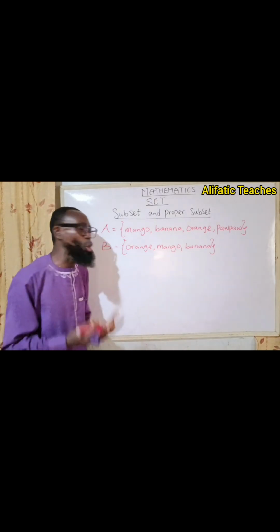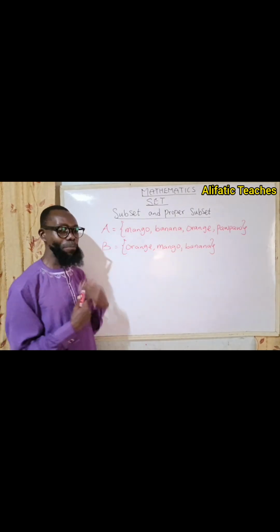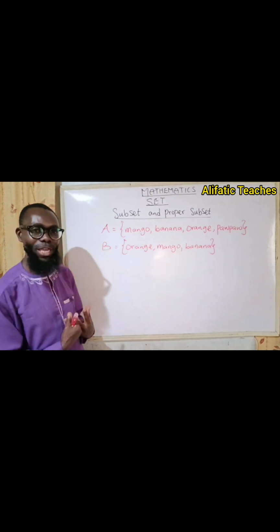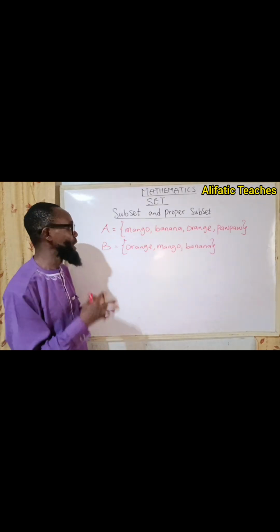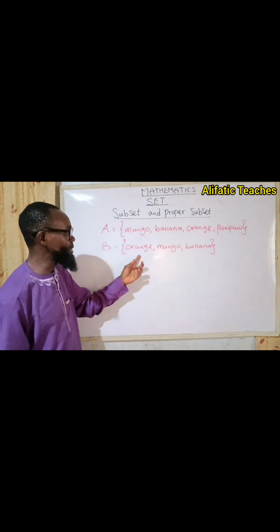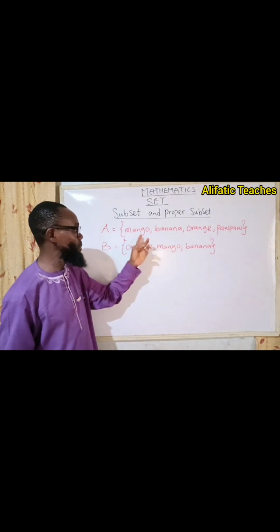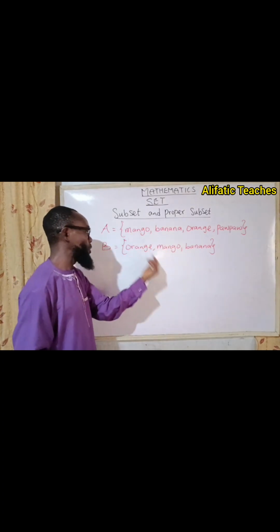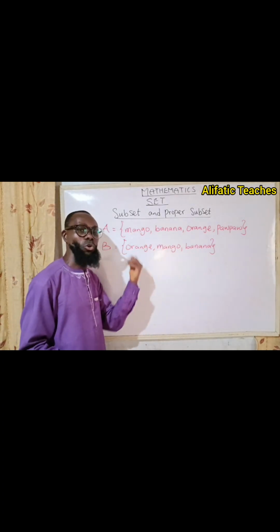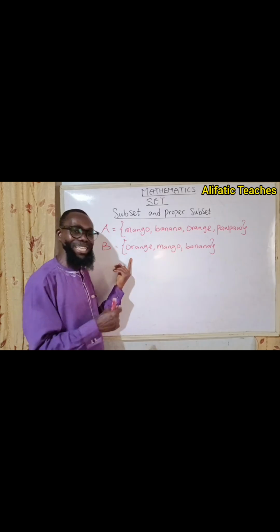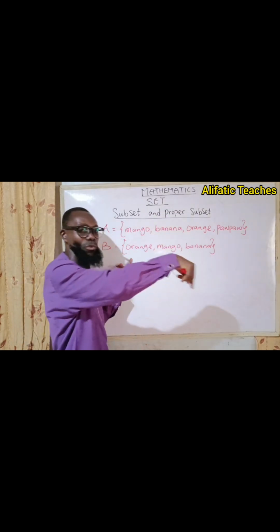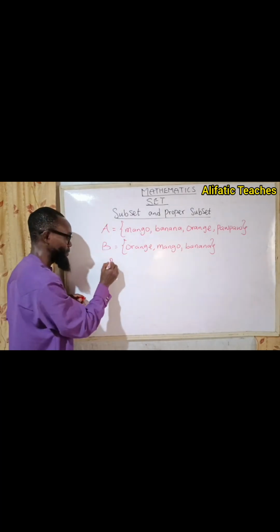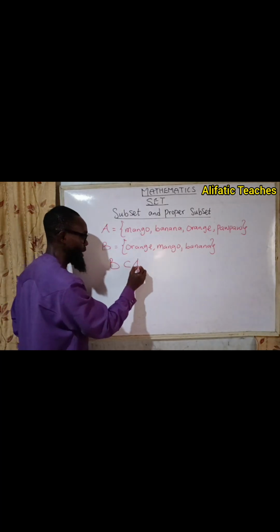Meaning A can consume B, while B cannot consume A. B can only take part of A. We can only match B to some parts of A: orange to this orange, mango to mango, banana to banana. So that means A can consume B. When A can consume B, we say that B is a subset of A, is part of A. So B is a subset of A.